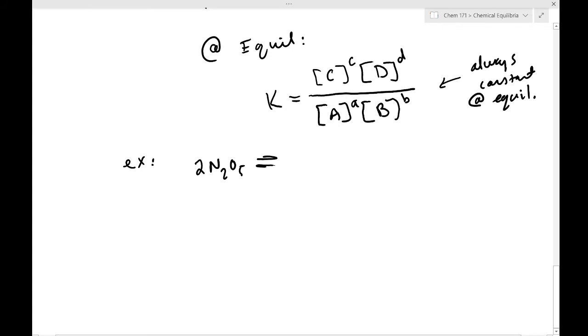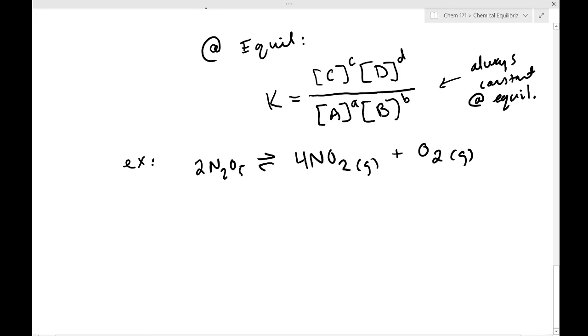This is an equilibrium reaction, to create 4 NO2 gas and 1 oxygen gas. Okay, so this is a decomposition reaction. The rate, or, excuse me, see, I'm already doing it.